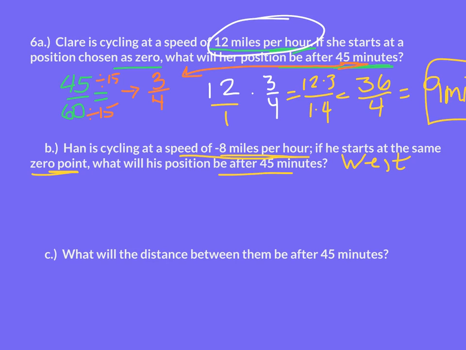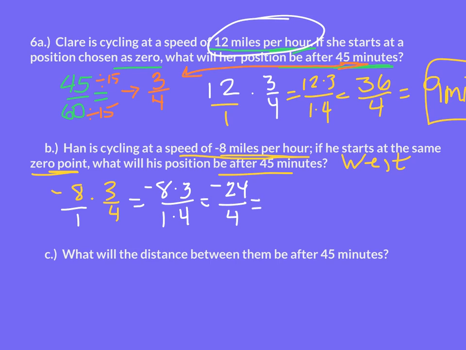So again, we know that's 3/4, just like it was before, right? So now I've got -8 times 3/4. I am going to put this over 1. So I've got the top with the top and the bottom with the bottom. So I've got -8 times 3 and 1 times 4. -8 times 3 is -24. 1 times 4 is 4.